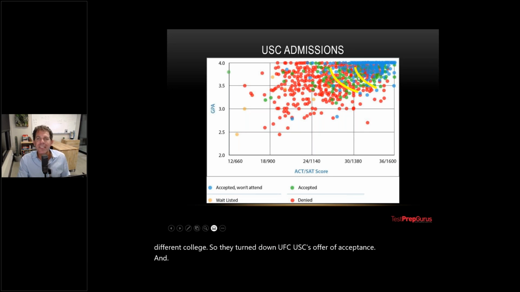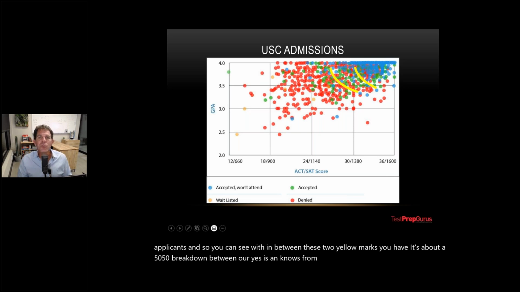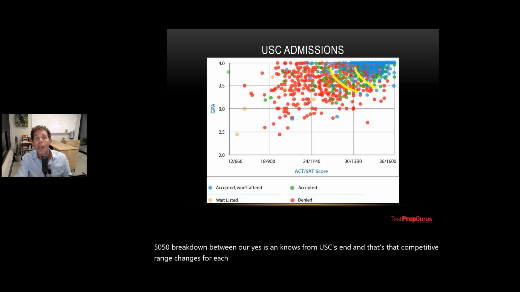Okay, now at any given selective college, there's a range where we find the typical competitive applicants. And so you can see between these 2 yellow marks, it's about a 50-50 breakdown between our yeses and nos from USC's end. And that competitive range changes for each and every college. And that's why on that second flyer I mentioned, we let you know what that range is for the 100 most popular schools, because again, it's different at each one.